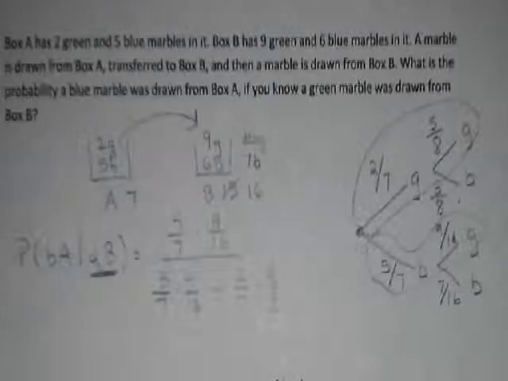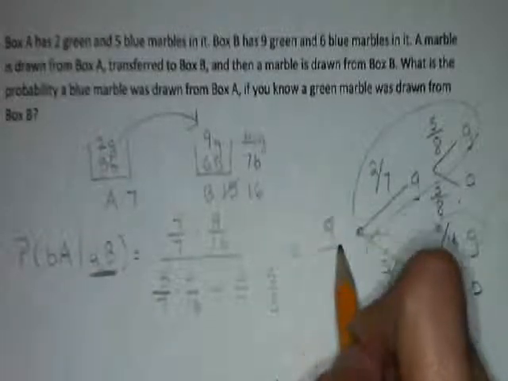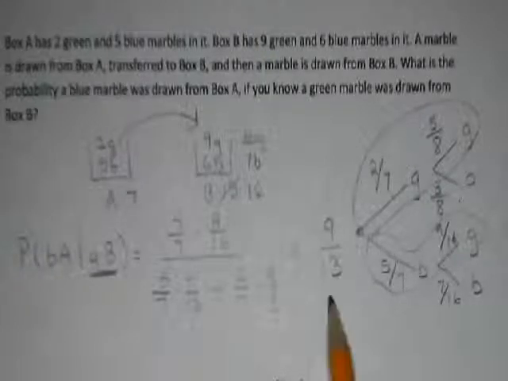From there you can do the calculations in your calculator, and you find that the final answer for this is 9 out of 13. The probability that a blue marble was drawn from box A, if we know a green marble was drawn from box B, is 9 out of 13.